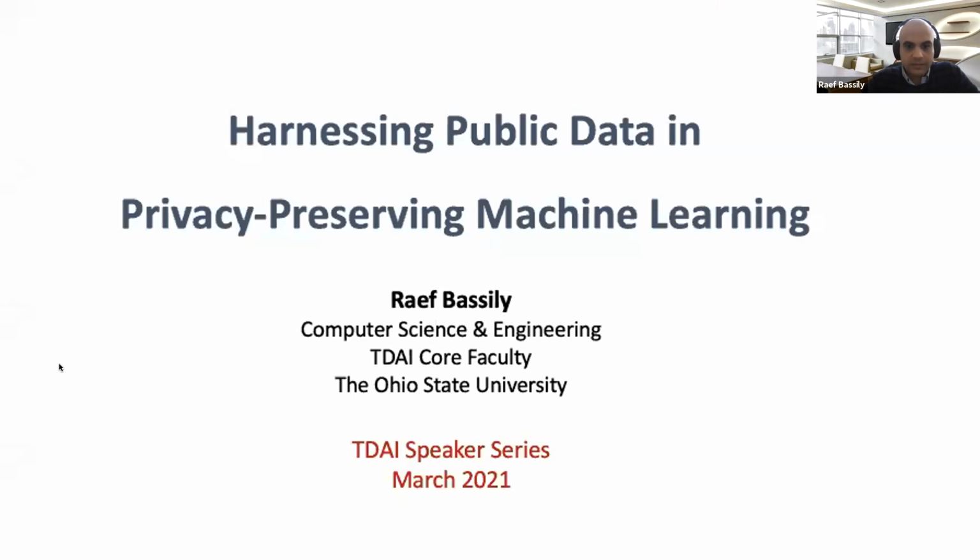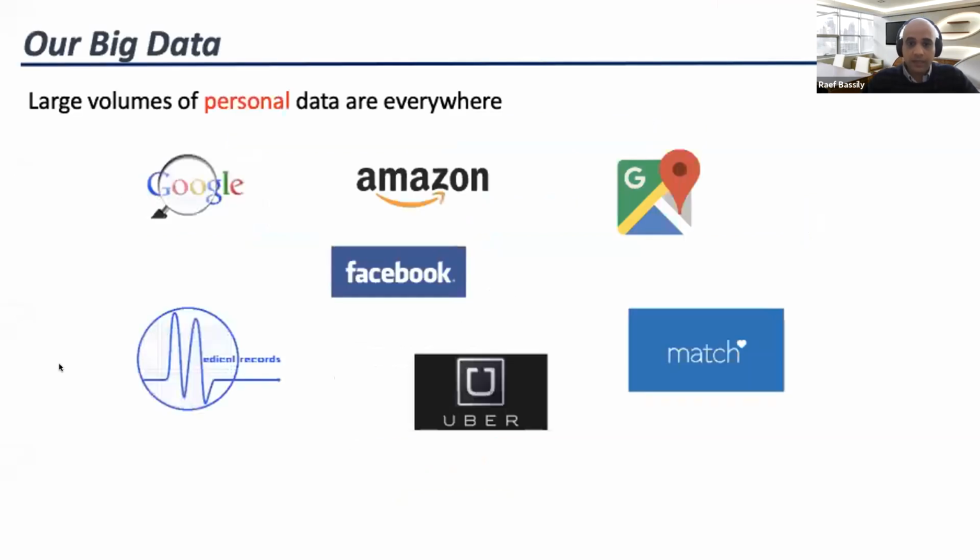So my talk today is about harnessing public data in privacy-preserving machine learning. And perhaps let me start with a little bit of motivation for privacy-preserving machine learning in general. Perhaps one of the most prominent features of our modern times is, of course, the dissemination of large volumes of personal and sensitive data. And despite, of course, the huge societal benefits that we can reap by analyzing and learning from such data, the powerful tools of modern machine learning and data analysis can lead to real threats to personal privacy.